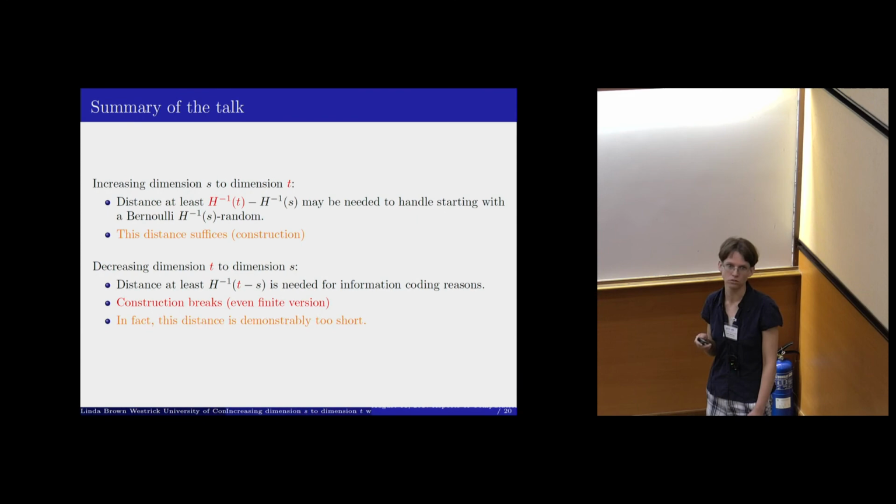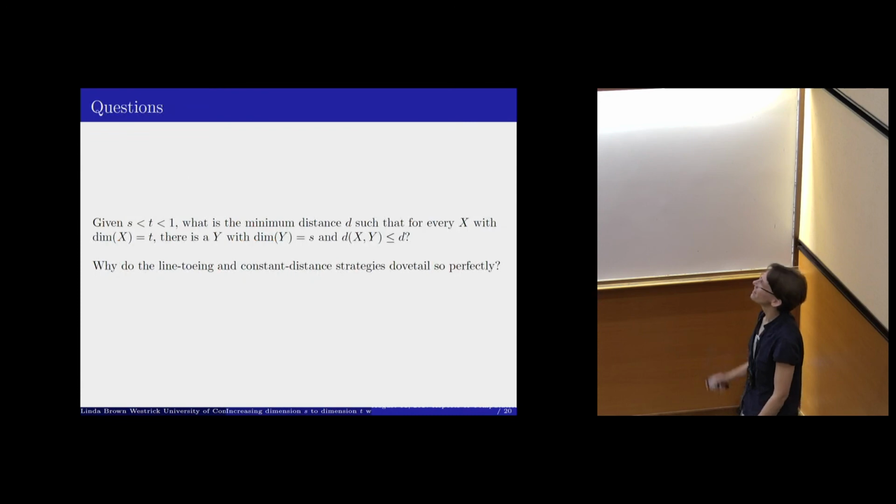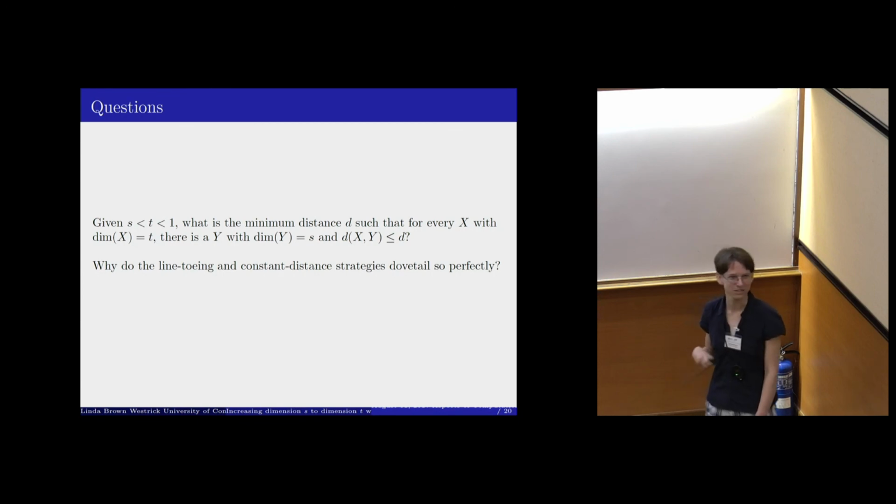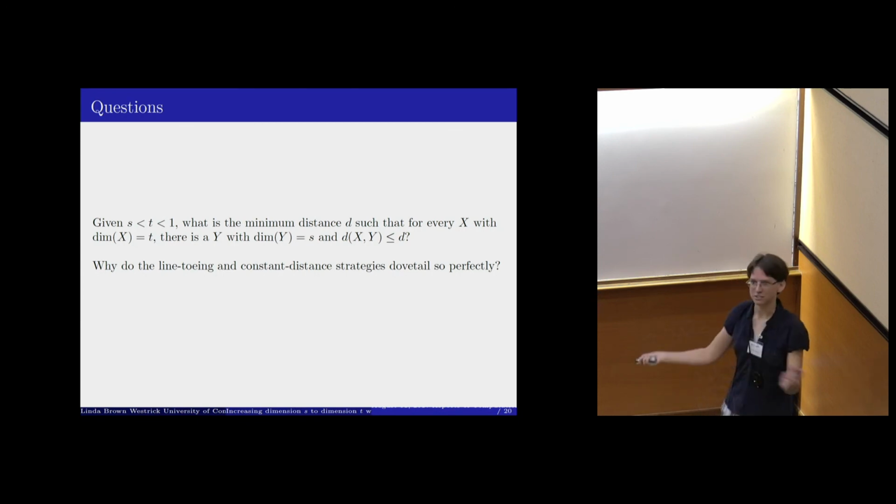In general, the distance you need is more, but I don't know how much more. And I think that knowing how much more would require probably understanding more of the Vereshchagin-Vitani theory than I understand. So I'll leave up the 2 questions of the talk, namely the one that I just mentioned, which is: if you want to decrease dimension, in general, what distance do you need? And then, what's going on with this division of the space into 2 ad hoc strategies that actually match each other perfectly. So that's the talk.